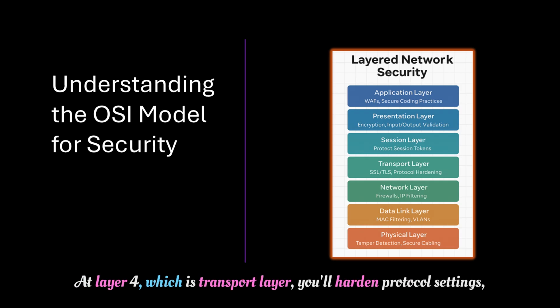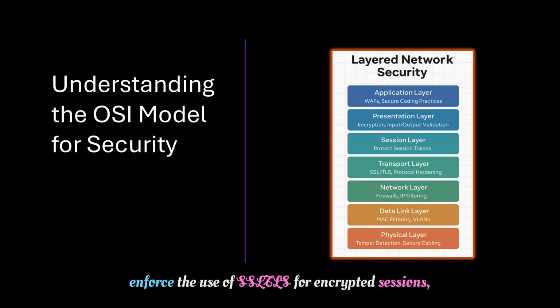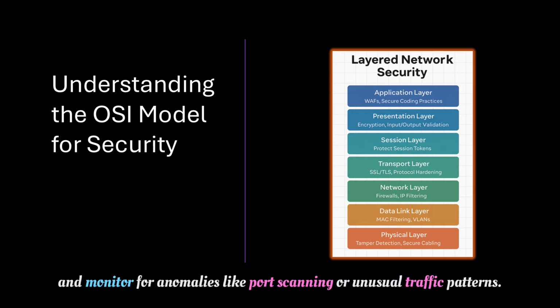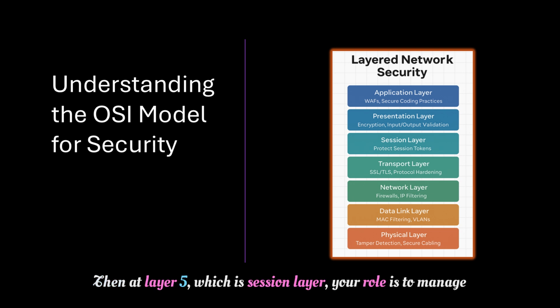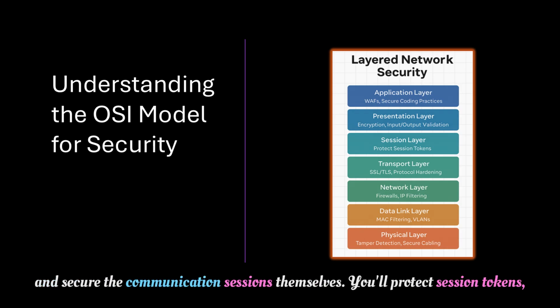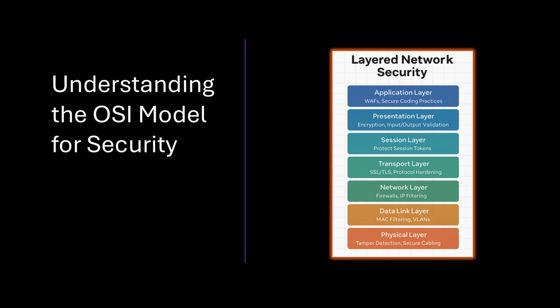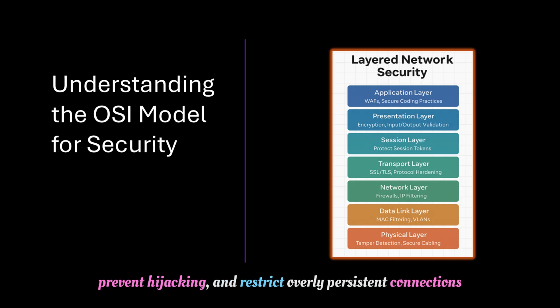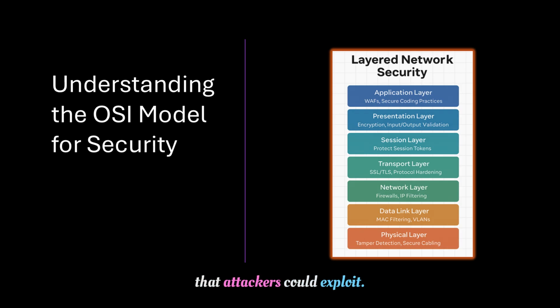At Layer 4, which is the transport layer, you'll harden protocol settings, enforce the use of SSL/TLS for encrypted sessions, and monitor for anomalies like port scanning or unusual traffic patterns. Then at Layer 5, which is the session layer, your role is to manage and secure the communication sessions themselves. You'll protect session tokens, prevent hijacking, and restrict overly persistent connections that attackers could exploit.